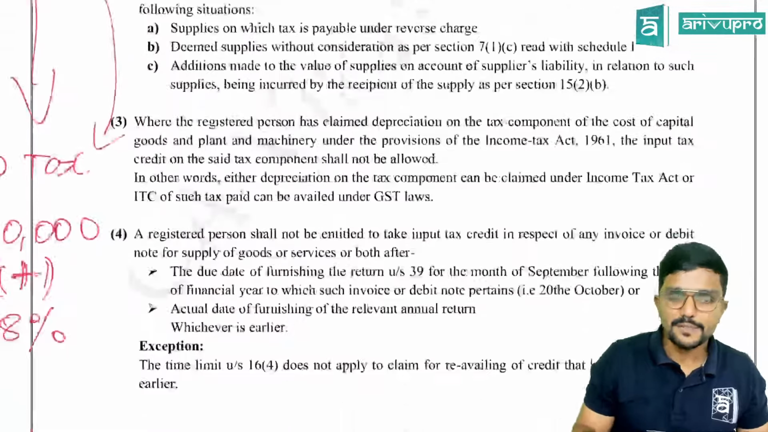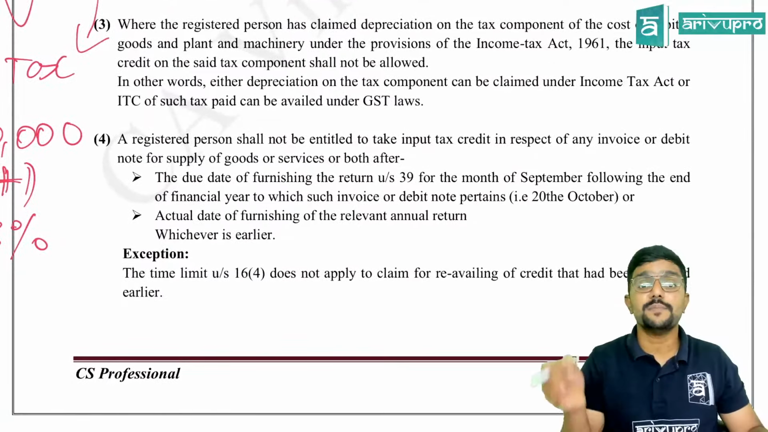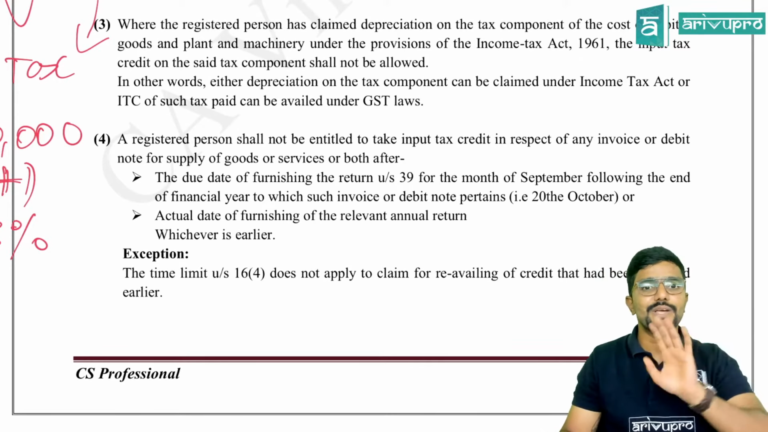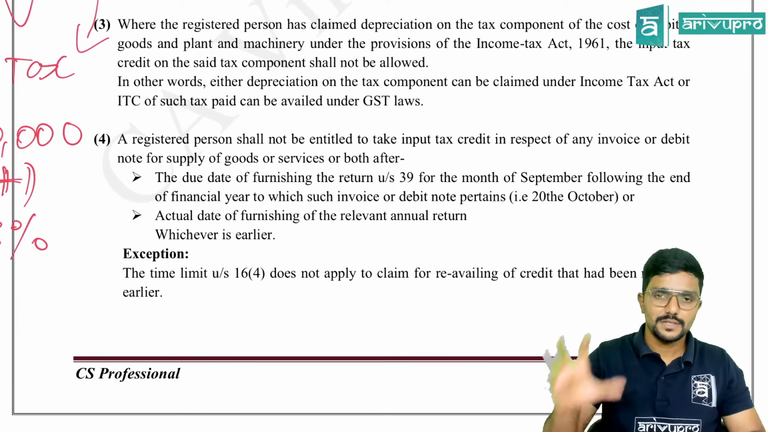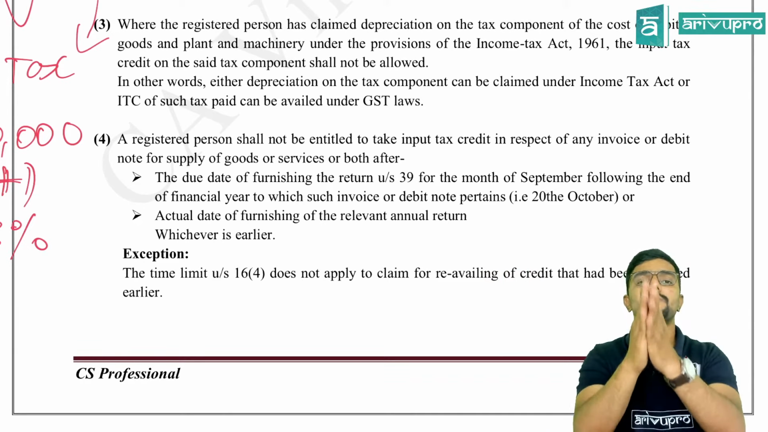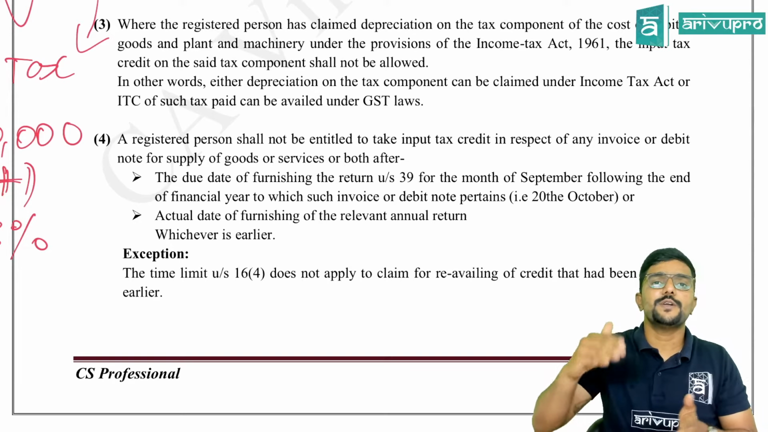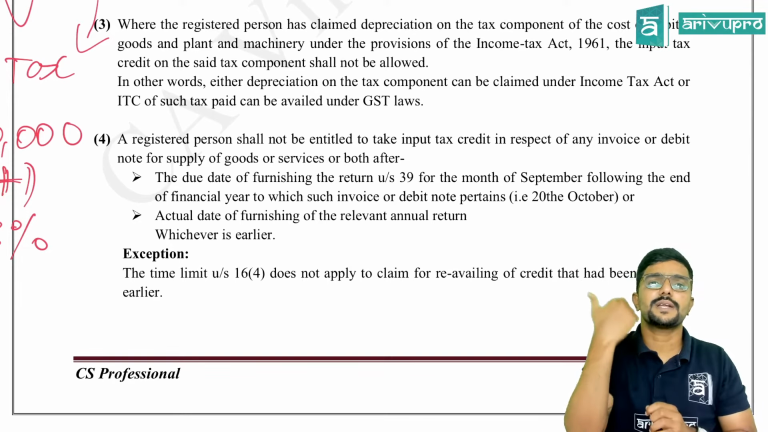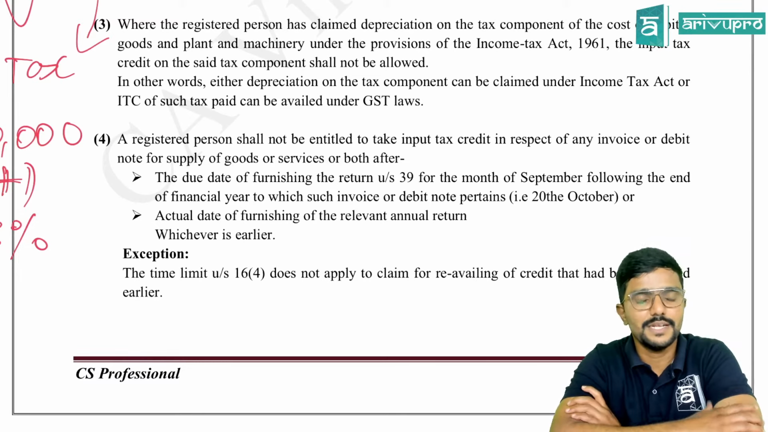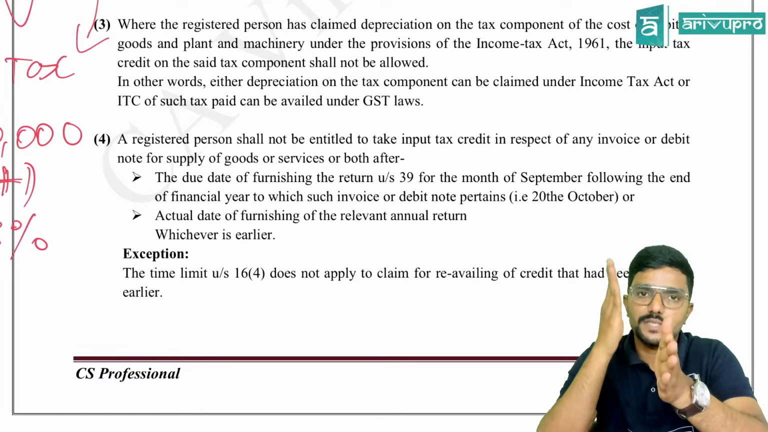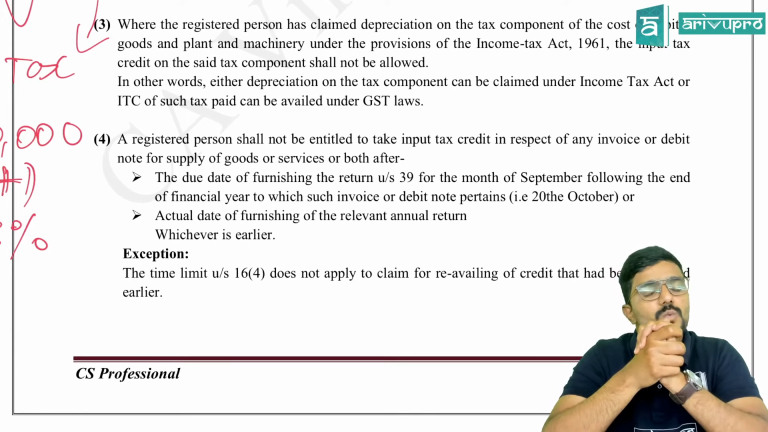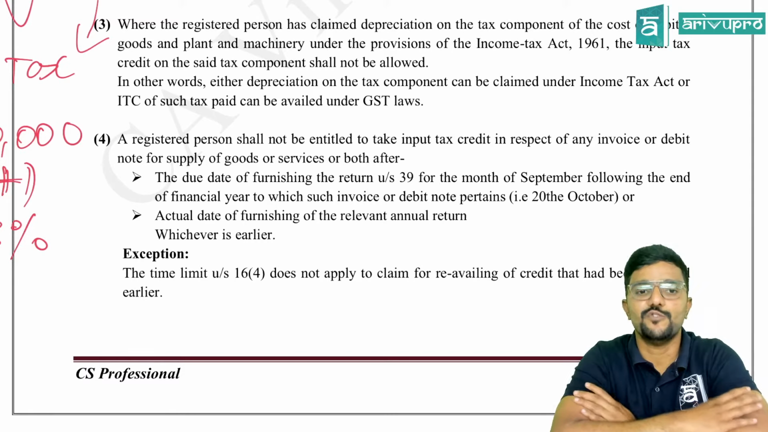But coming to subsection 4, they are giving the maximum time limit to the recipient to claim ITC. You cannot claim ITC whenever you want. There is some maximum time limit which is given for you. Within that time, you will be able to claim credit. Sir, what if I don't claim the credit within that time? Then your credit will lapse. You can no more claim that. Agree? So there is some maximum time limit which is given to the recipient to claim the input tax. What is it? It is given in subsection 4.